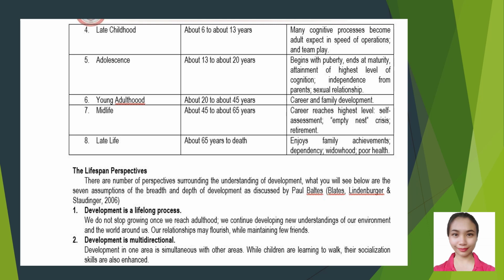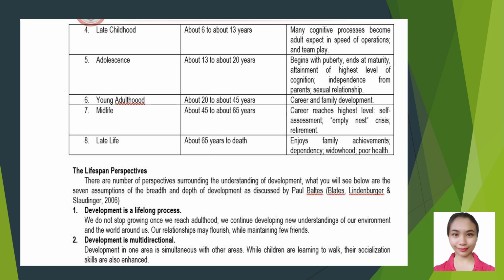Next is number 5. We have the adolescent. So about 13 to 20 years. It begins with puberty and ends at maturity, attainment of highest level of cognition, independence from parents, and sexual relationship. So in this stage, children can now select their mate. They also learn to live with a partner. They can also start their own family in this stage, and some also can rear their children. Some children can also start having their occupation, and they also assume civic responsibility.